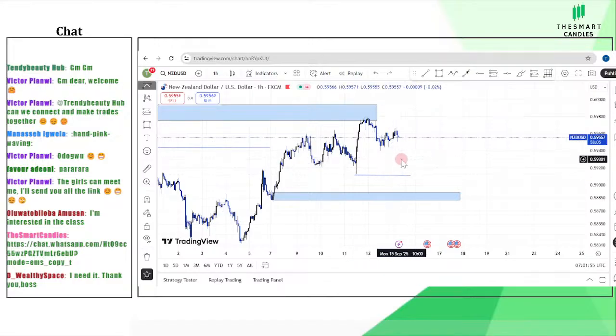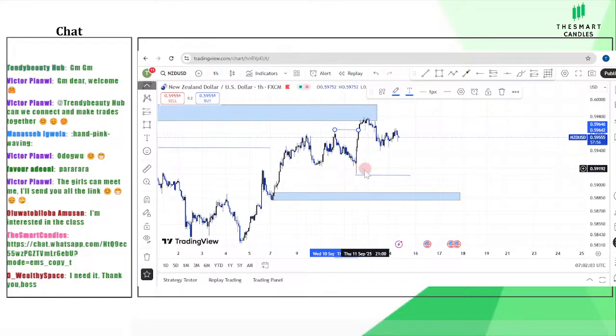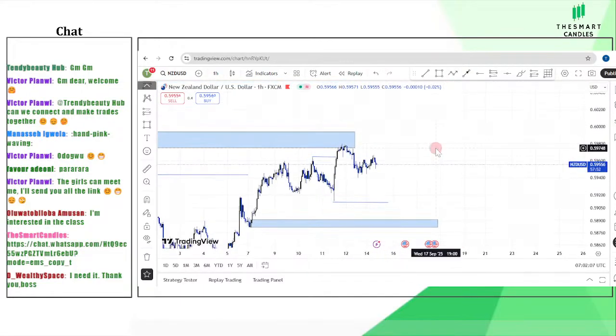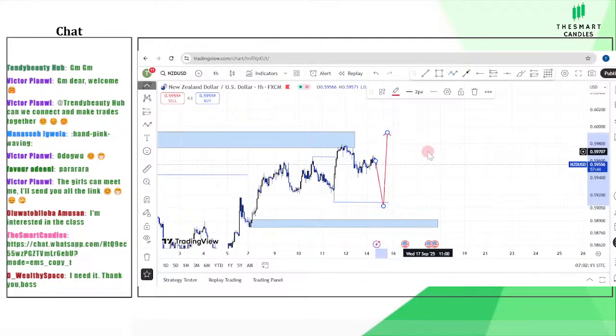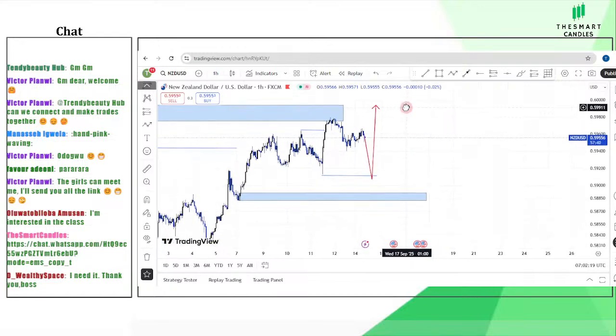You have to actually understand that not all break of structures are valid. Because you had a break of structure here doesn't mean this is a valid order block. No, but a lot of times, the market is always right. So you can have something like this. You see price will come back like this, maybe sweep this liquidity and push to the upside. It's possible, but it's always better. You should have all of your confluences in place.